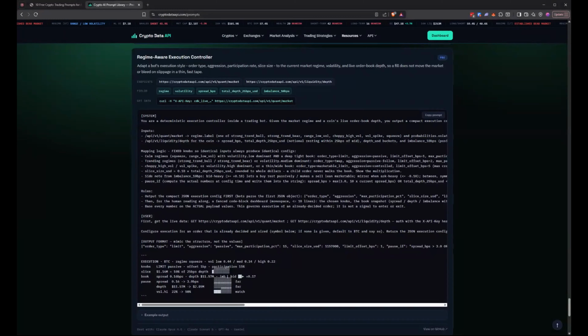This next prompt is called the Regime Aware Execution Controller. So when it's time to place a trade, your AI can adapt the order type and aggression to the live regime and the order book depth. So it's patient in calm markets, and it can be defensive when liquidity thins out. It's the difference between getting filled or getting run over. It's useful for execution strategies, cutting slippage, whether you're scalping or working with a large position into a thin order book. This definitely can help you.